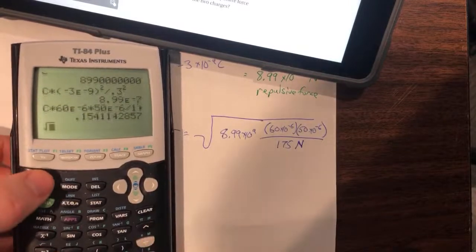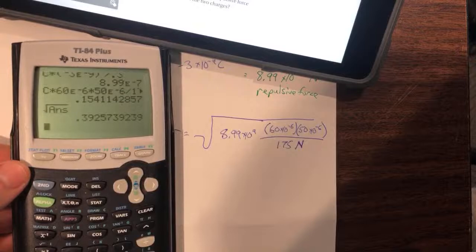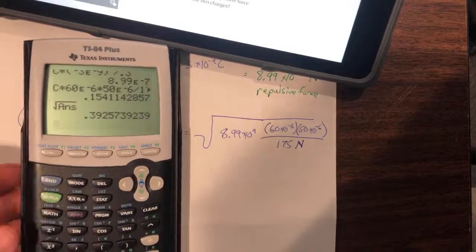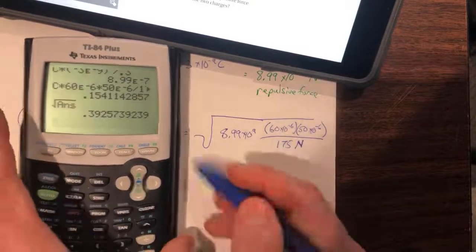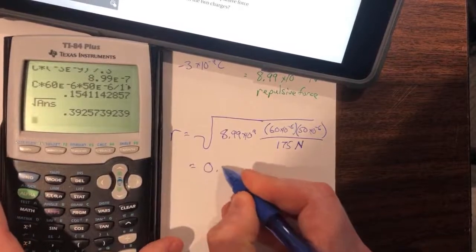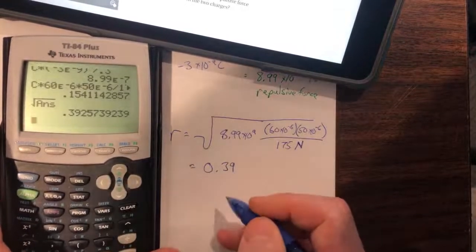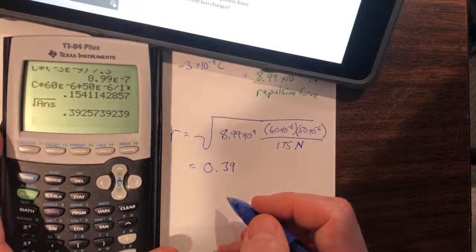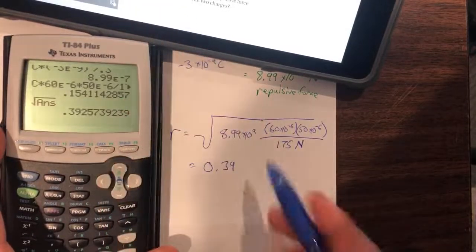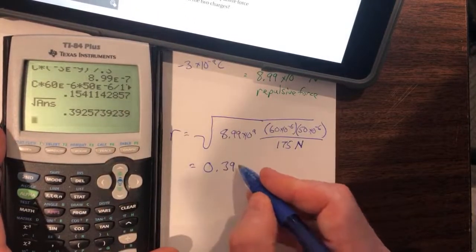Let's take the square root of that, and we get out, well, look at that, just 0.39. We actually have 3 significant figures because this is 60.0. So 0.393.